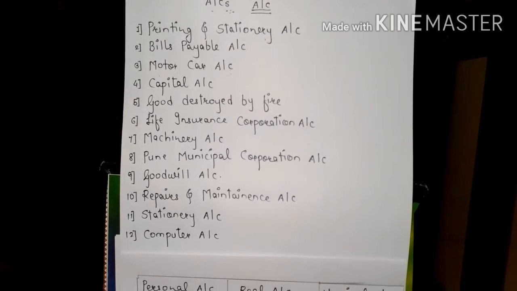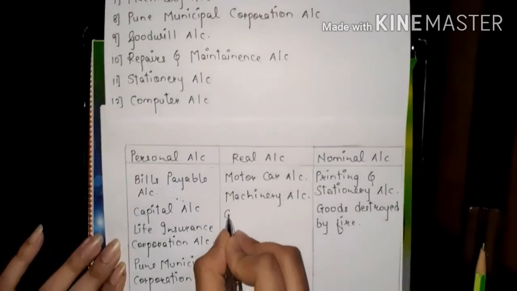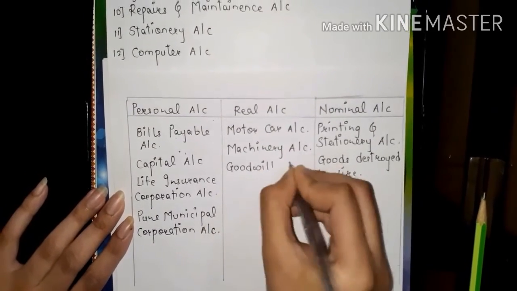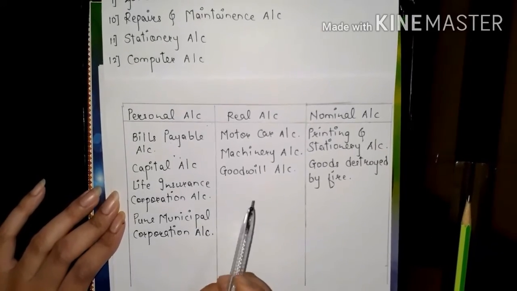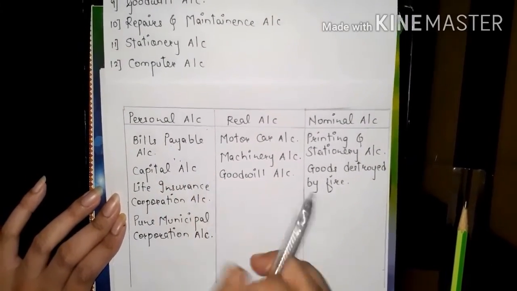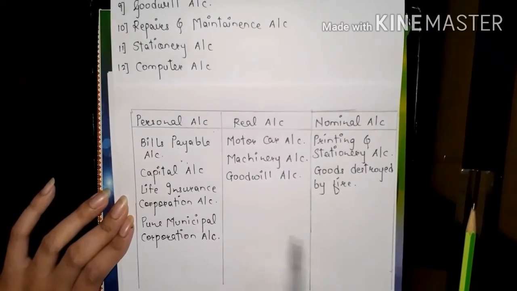Okay. Now goodwill account we will write down in real account, because this is the reputation of our company, neither our expense nor our income. How much reputation we are earning, that is our asset. That is always going to be our asset.